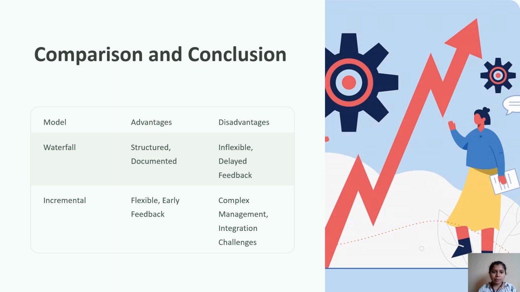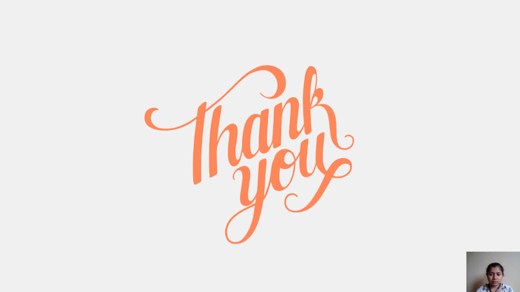Now in the conclusion, we compare these two models. The waterfall model is structured and documented, but it is inflexible and we get delayed feedback. Whereas the incremental model is flexible and gives early feedback. Those are the disadvantages of the waterfall model, and here they are removed. But the disadvantages of the incremental model are complex management and integration challenges. So this was all about the waterfall model and the incremental model, its advantages and disadvantages.